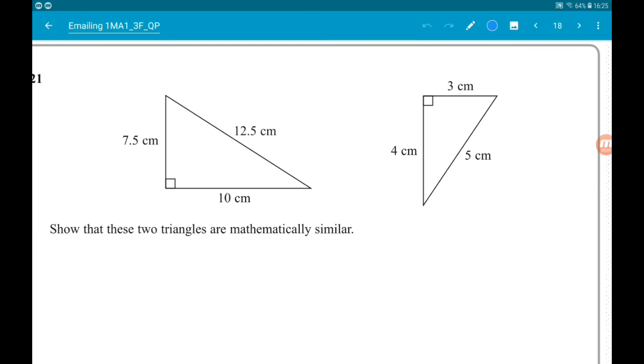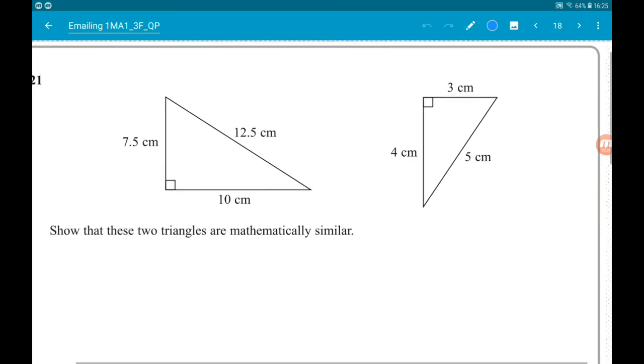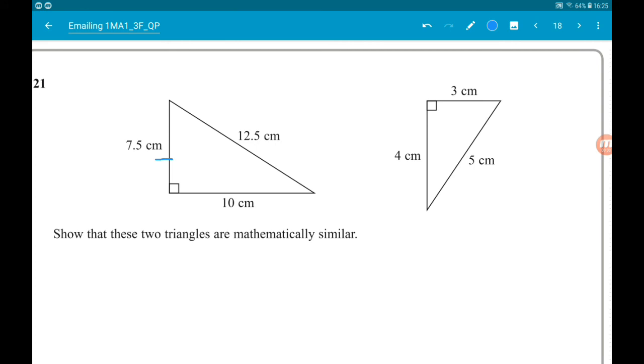Okay, number 21 wants us to prove that these two triangles are mathematically similar. So, if they are similar, then all of their lengths are connected by the same scale factor. Now, to find the scale factor, we do the big length divided by the small length. So, this 7.5 centimetre side corresponds with this 3 centimetre side. Now, 7.5 divided by 3 is 2.5. So, if these two triangles are similar, then the other two pairs of sides will be connected by 2.5.